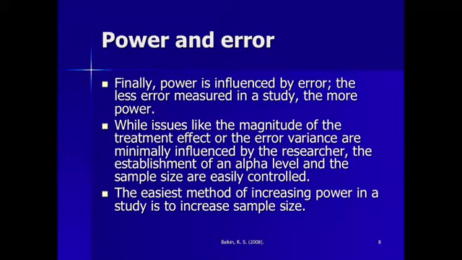Keep in mind also that power is influenced by error. The less error measured in a study, the more power there is. While issues like the magnitude of a treatment effect or error variance are very rarely influenced by the researcher, you can't control that. You do, however, control an alpha level, and you can decide whether to make that alpha level smaller, as in more conservative, or whether you can allow more type 1 error in your study. That runs risk, however, and you usually don't want to do that. So the easiest method for increasing power in a study is to increase your sample size, and that is something that the researcher can control.